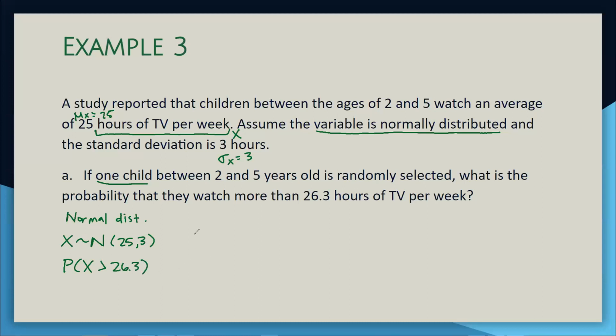So let's go ahead and start with our picture. This is raw X data. We know that the middle here is 25, and we know we're counting by threes. So 28, 31, and then 22, and 19. And we're asked bigger than 26.3. So 26.3 is probably right about here. And more than means we're shading to the right.